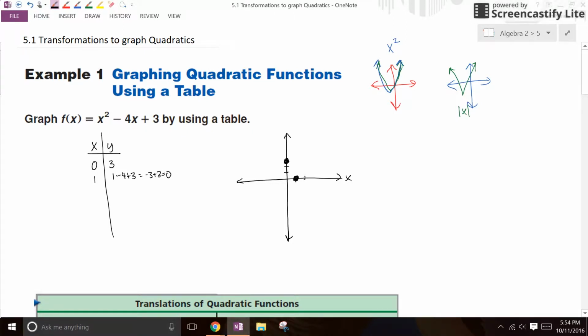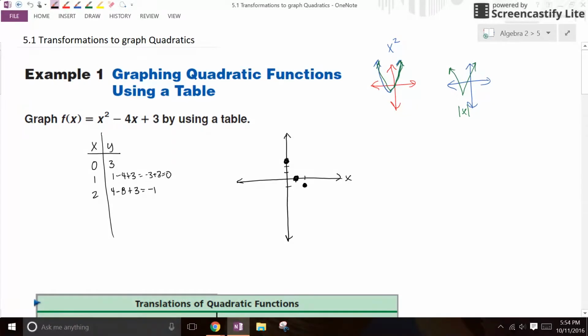Now I'm going to try x is 2 and see where the graph goes. So I'm going to try 2, and you can see this could take a while. So I plug in a 2, I would get 2 squared is 4 minus 8 plus 3. What's that? Negative 4 plus 3. I think that's negative 1. So right here, it's negative 1. All right. It's starting to look like it's curving.